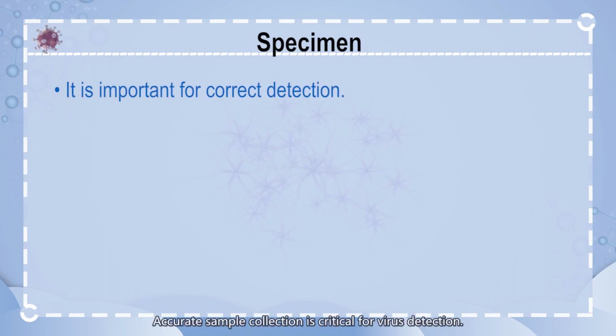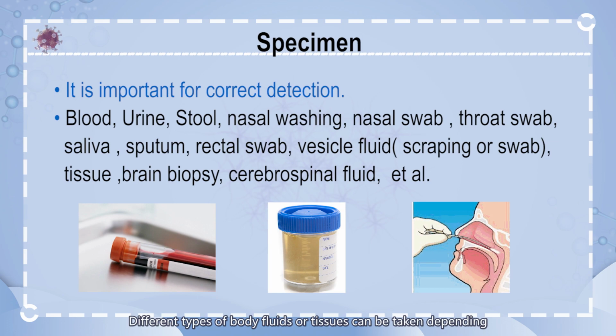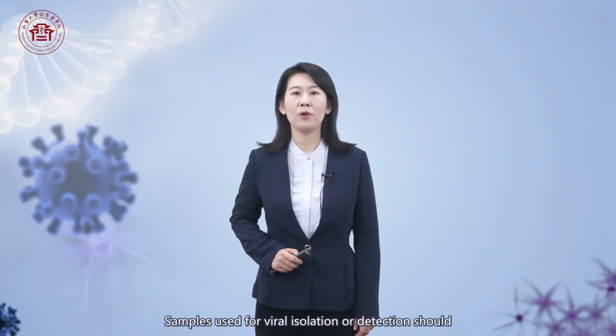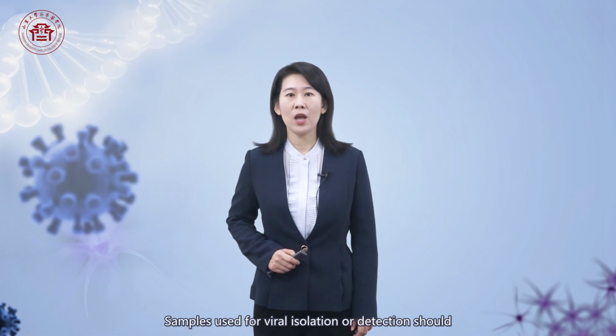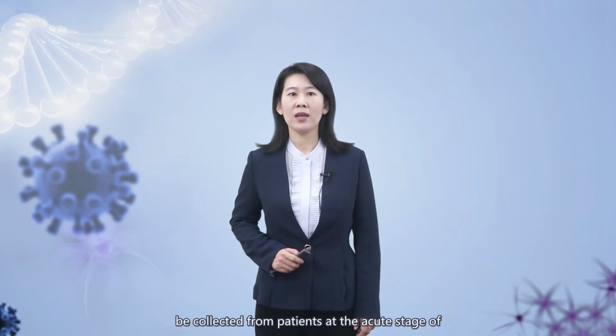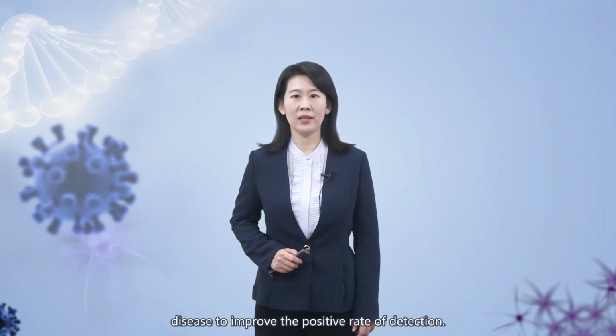Accurate sample collection is critical for virus detection. Different types of body fluids or tissues can be taken depending on the site of infection and transmission of the virus. Samples used for viral isolation or detection should be collected from patients at the acute stage of disease to improve the positive rate of detection.